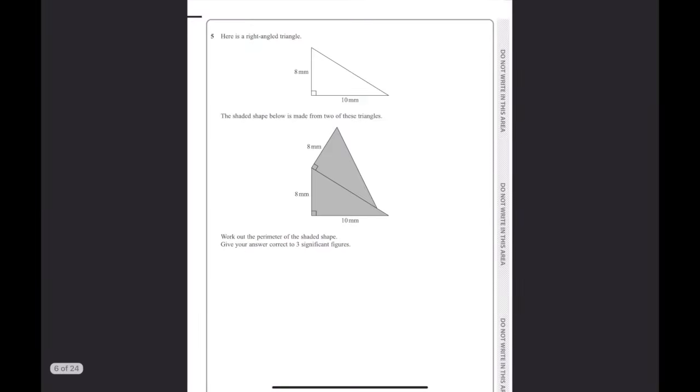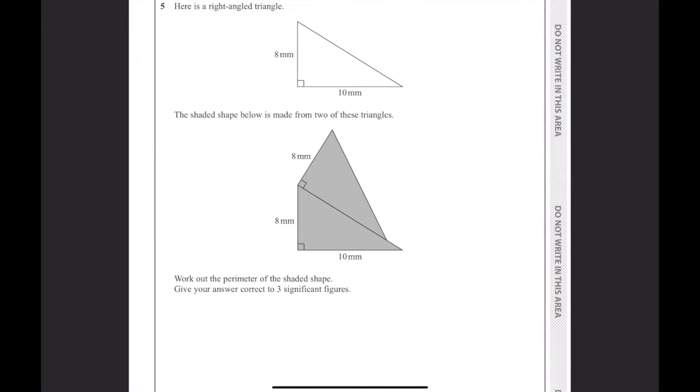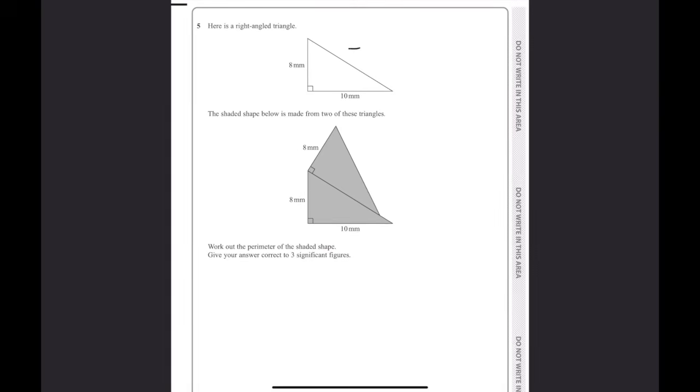Here is a right angle triangle. The shaded shape below is made from 2 of these triangles. Work out the perimeter of the shaded shape. So the first thing I notice we can do is use Pythagoras to work out this side. So 8 squared plus 10 squared is going to be equal to 164. And then we can do the square root of 164.